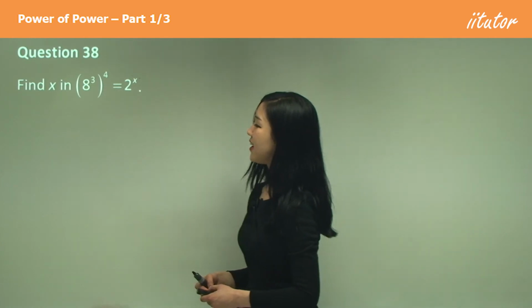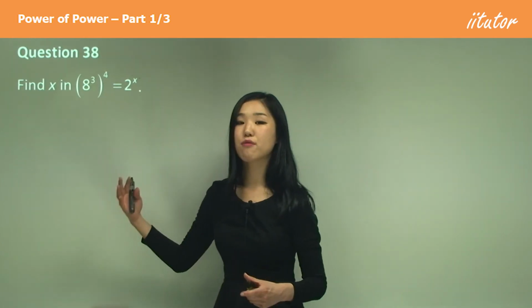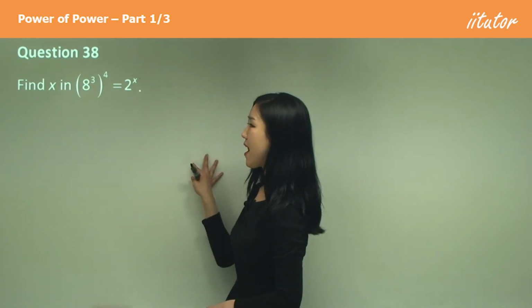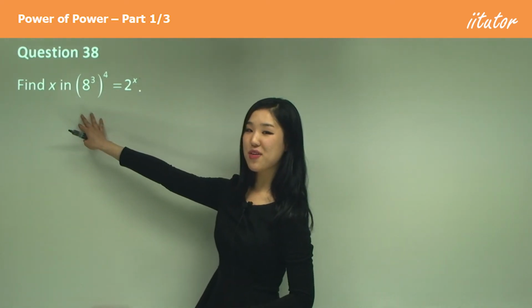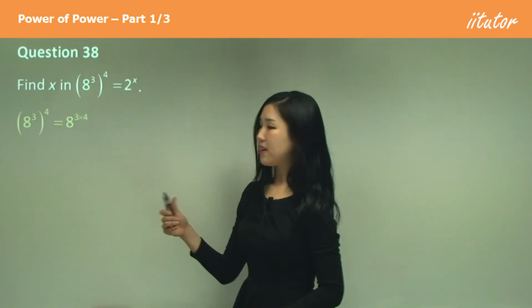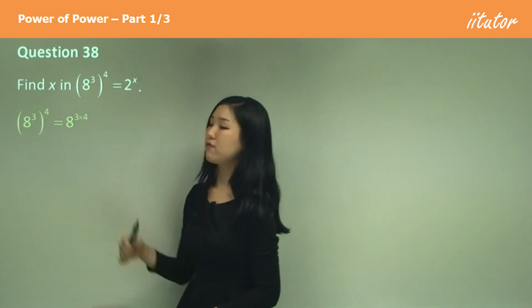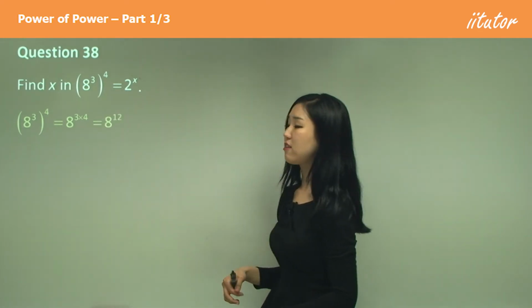Find x if 8 cubed to the power of 4 is 2 to the power of x. We have to find x, so leave the right hand side. Let's fiddle around with my left. When we have brackets, we multiply the indices. So I'm going to multiply 3 and 4 together. So it's going to be 8 to the power of 12.